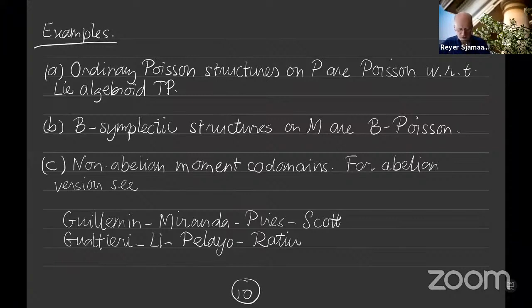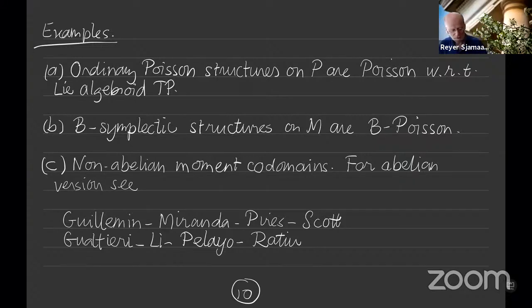Some examples of these b-Poisson structures. Well, of course, ordinary Poisson structures on P are Poisson with respect to the usual Lie algebra, the tangent bundle. What I earlier called b-symplectic structures are obviously b-Poisson. They're the non-degenerate b-Poisson structures.